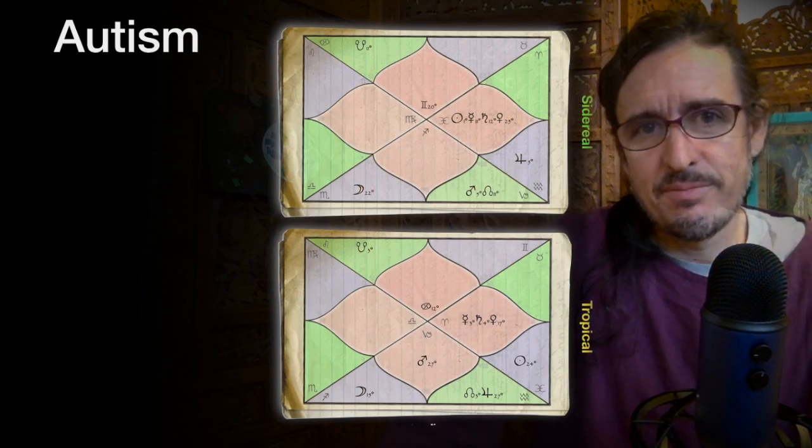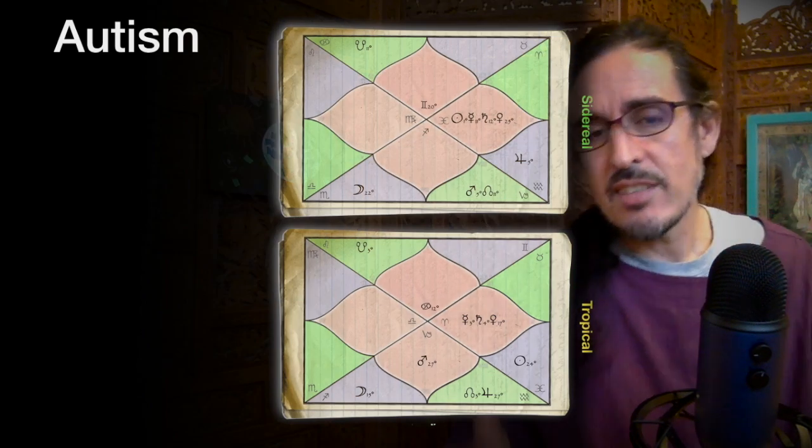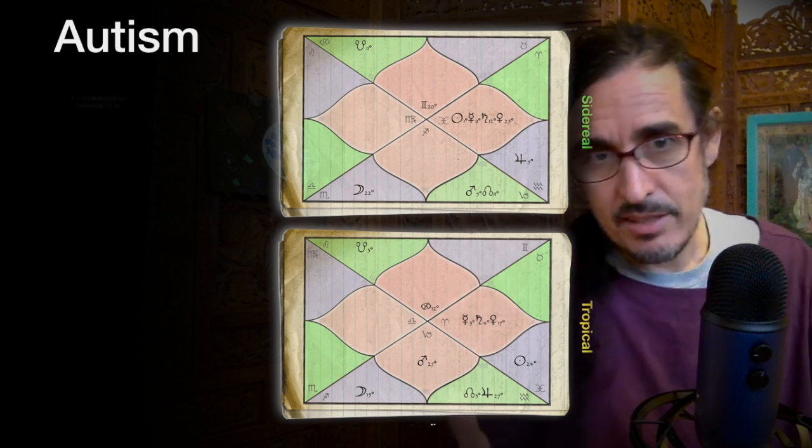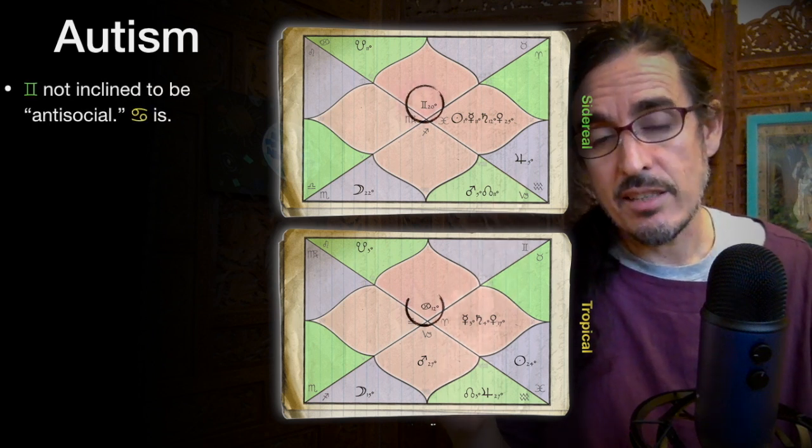Okay, first let's have a look at this autism. The sidereal chart, as you see, has got Gemini rising, and the tropical chart has got Cancer rising.